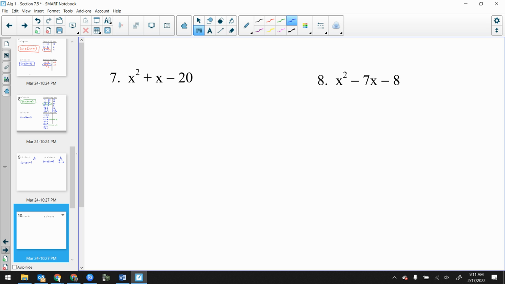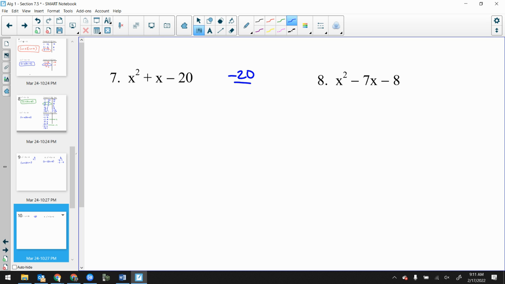x squared plus x minus 20. And then number 8 is x squared minus 7x minus 8. So in this one, I want to find factors of negative 20 that will add to get to positive 1. Factors of negative 20 that will add to get to positive 1.